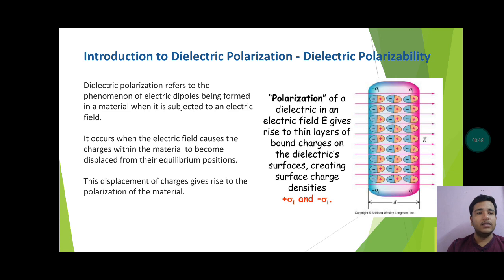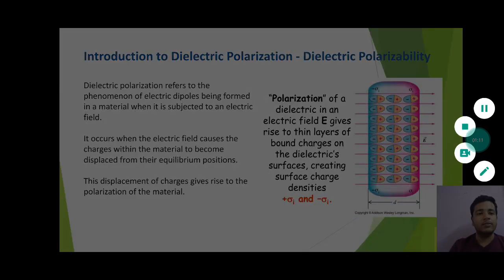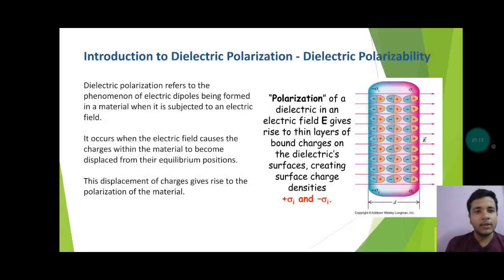In the figure, we can see how the electrons and protons, or positive and negative charges, are arranged. Polarization of a dielectric in an electric field, capital E, gives rise to thin layers of bound charges on the dielectric surfaces, creating surface charge densities plus sigma and minus sigma.